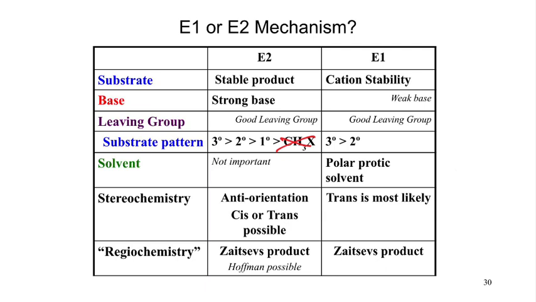When we're looking at the E2, our stereochemistry gets a bit dodgy because it's so heavily dependent on the anti-orientation. Okay? So you can get cis or trans. You can also potentially get less substituted. If we look at our regiochemistry, we again tend to favor Zaitsev, the most substituted double bond. Again, the E2 is heavily dependent on our anti-orientation.